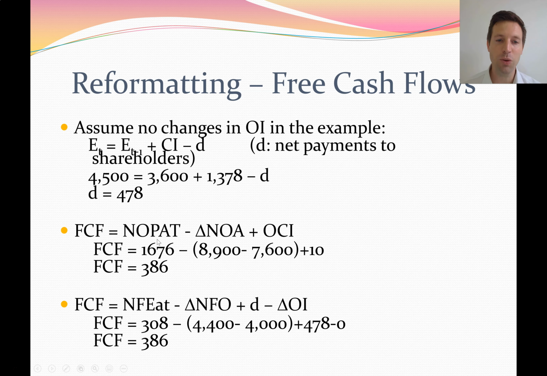So our free cash flow equals NOPAT from our reformatted income statement, minus change in NOA from our reformatted balance sheets, plus other comprehensive income of 10, gives us our free cash flow. We can do it the other way. Net financial expense after tax from our reformatted income statement, minus change in NFO from our reformatted balance sheet, plus the dividend, which we just calculated up here was 478, minus change in ownership interest, which aren't in this question. And we get the same free cash flow using both methodologies. So we can be reasonably comfortable we haven't made any big mistakes here.